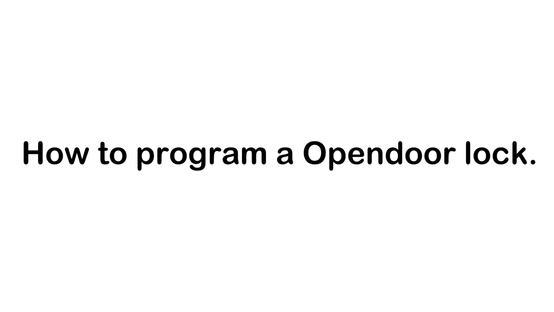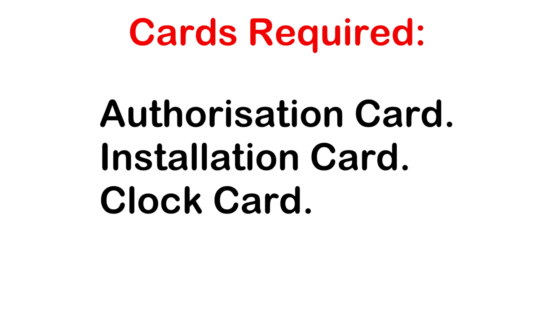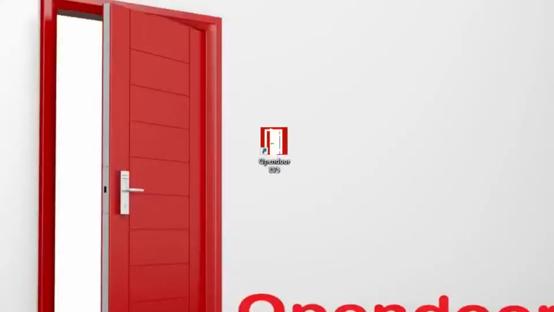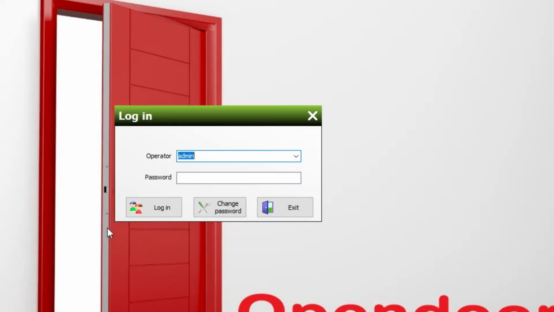This video will show you how to program a lock for the Opendoor door locking system. You will need with you your authorization card, installation card and clock card. Firstly, you will need to open the software and log in using a username and password.